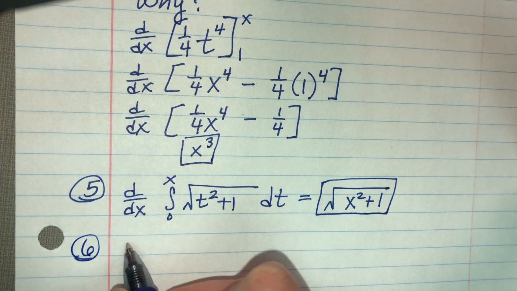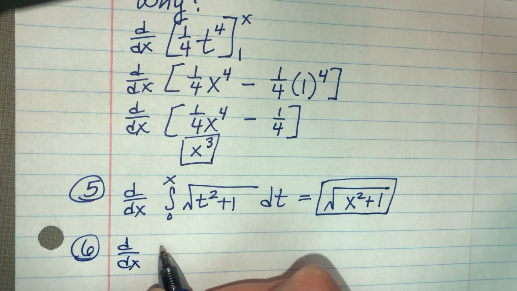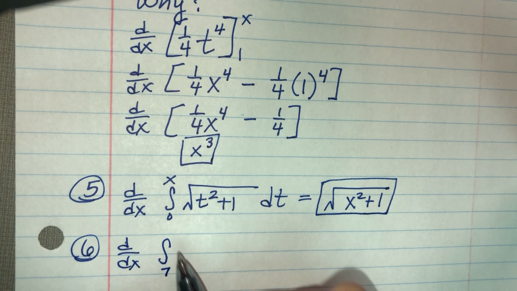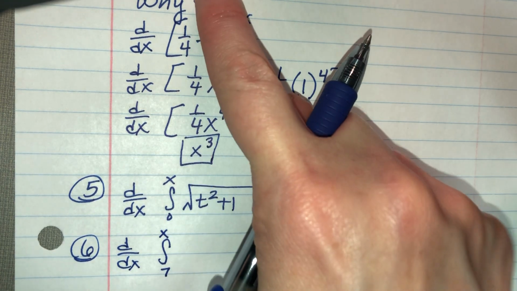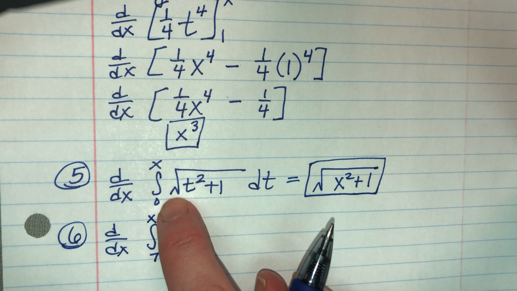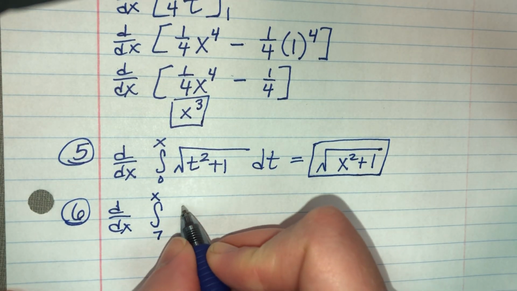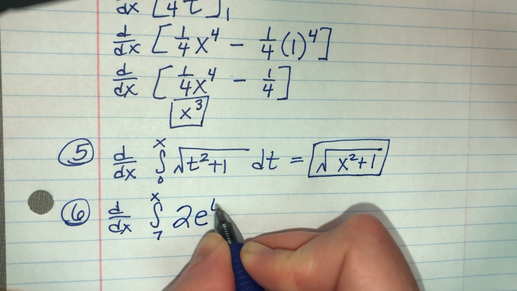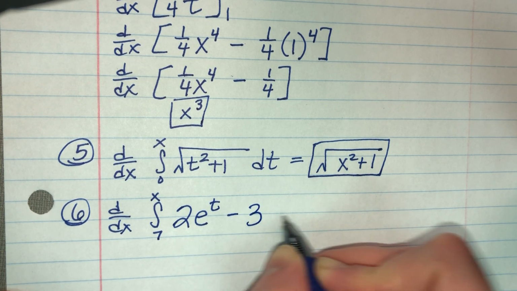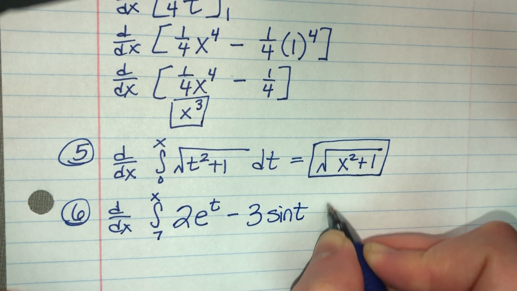So the next one, derivative of the integral from 7 to x. Does it matter that this one was a 1 and this is a 0 and this is a 7? No, it doesn't matter at all. Of 2e to the t minus 3 sine t dt.